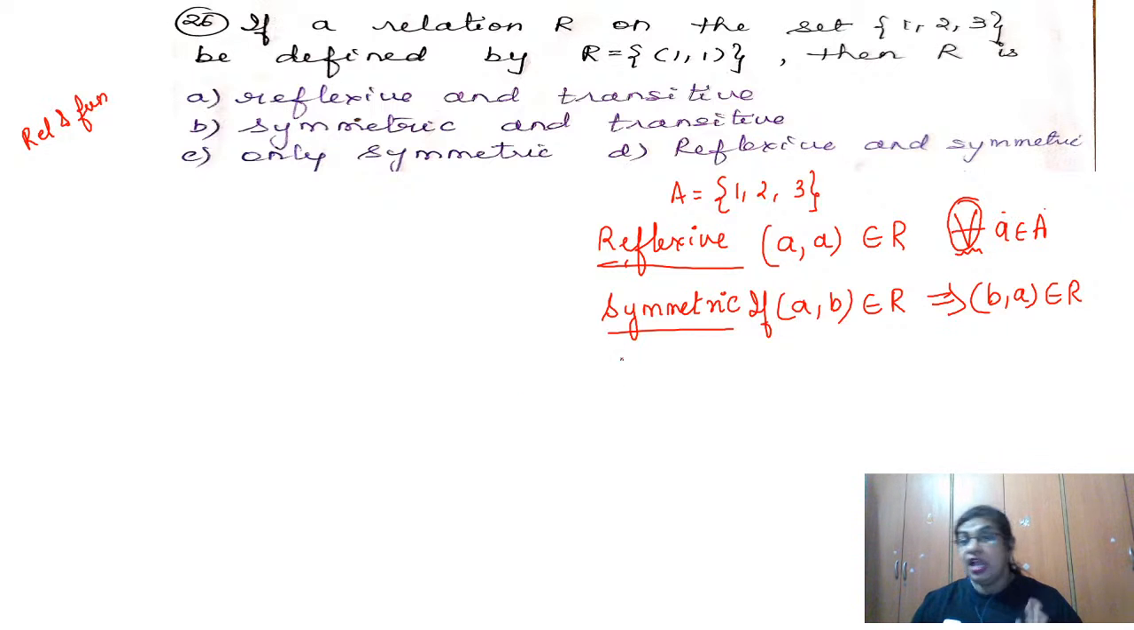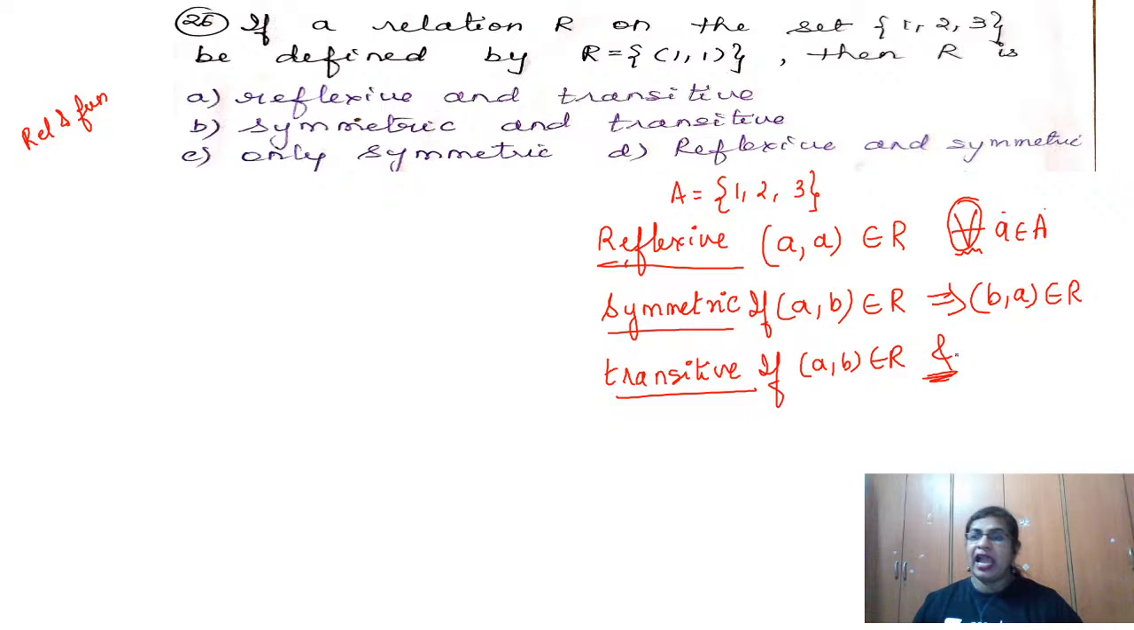So that is symmetric. One more thing we have: transitive. This is very important and it plays a very important role now. Okay, so what is transitive? Tell me, what is transitive? If (a, b) is there in R, and the word is very important, if (a, b) is present in R, and see where you have stopped now, at b. (a, b), you stopped at b. Now start from b, and (b, c) belongs to R.